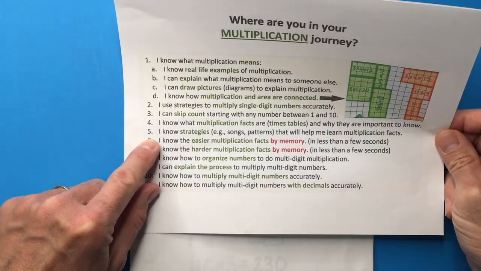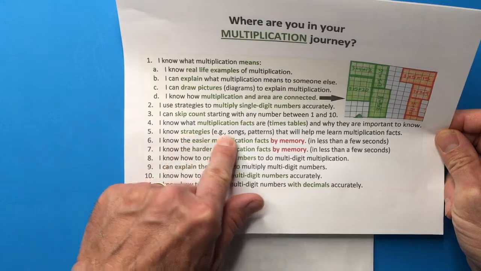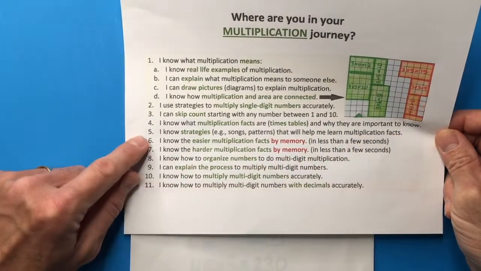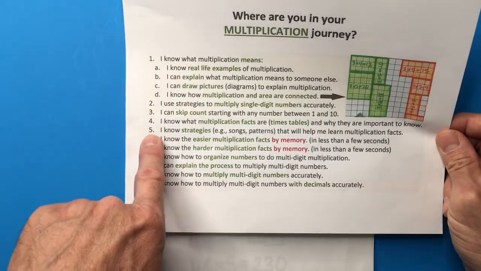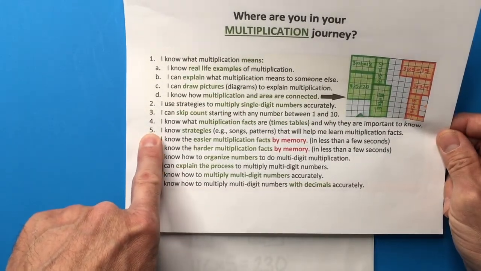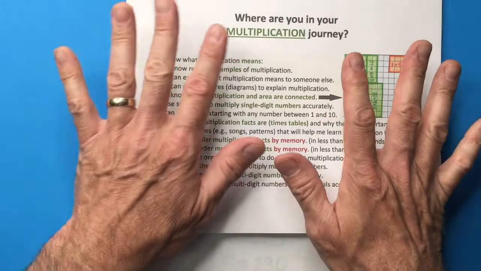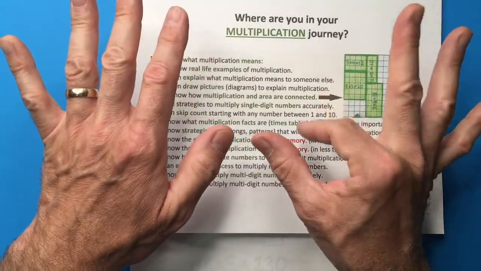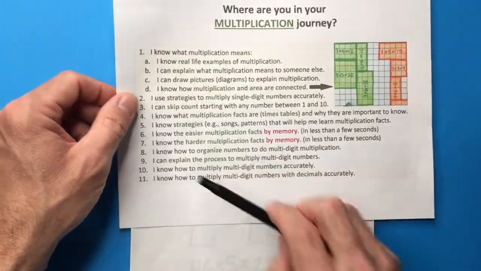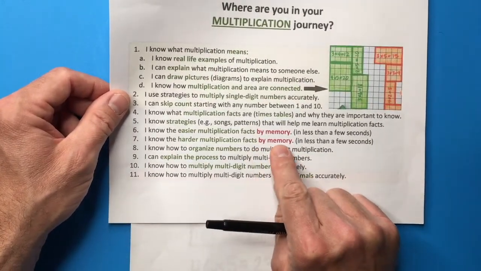You're still up here at number 5. I know strategies that will help me learn the multiplication facts. So it doesn't mean that you're not doing well. It just means that you're here on your journey. Counting by 10s to get to 70 for 10 times 7, 10, 20, 30, 40, 50, 60, 70. That's great. You know a strategy, but you don't know it by memory yet.